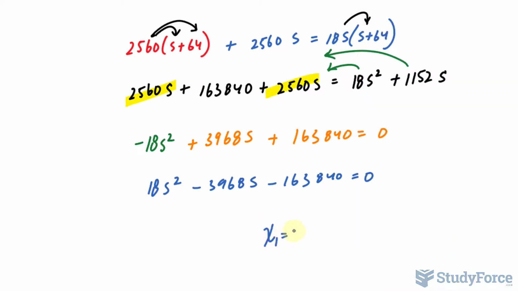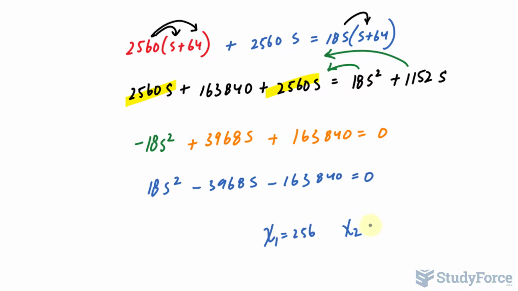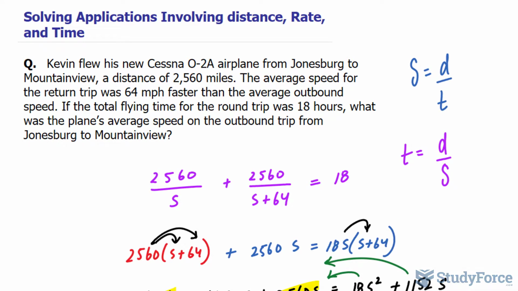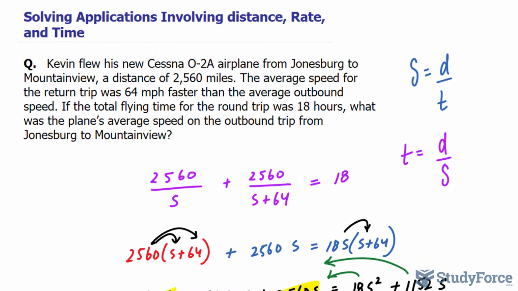So let me write that down. 256. And our second solution happens to be negative, which we are going to discard because in this case, the speed being negative doesn't make sense. So I'll be discarding that and using 256. Remember, the question was asking what was the plane's average speed on the outbound trip, so when he first leaves the airport. In that case, we use 256 as our answer. So initially he was 256, and then when he returned, he was 64 miles per hour faster. Had they been asking his return speed, you would be adding 256 to 64, but in this case, we'll just leave it as 256. And there you have it.